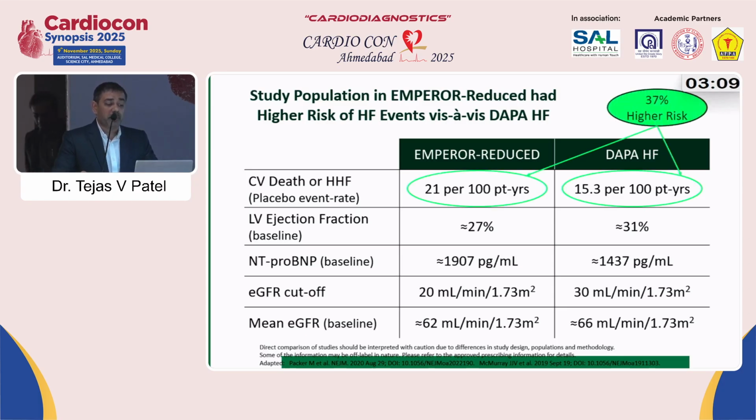The two landmark trials, EMPEROR-Reduced and DAPA-HF: if we see the study population in EMPEROR-Reduced, the heart failure patients were higher risk.